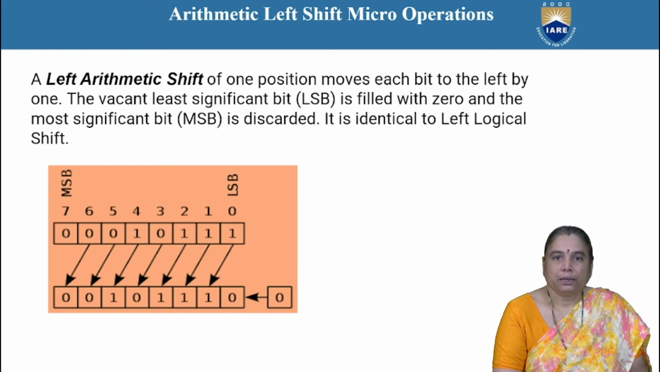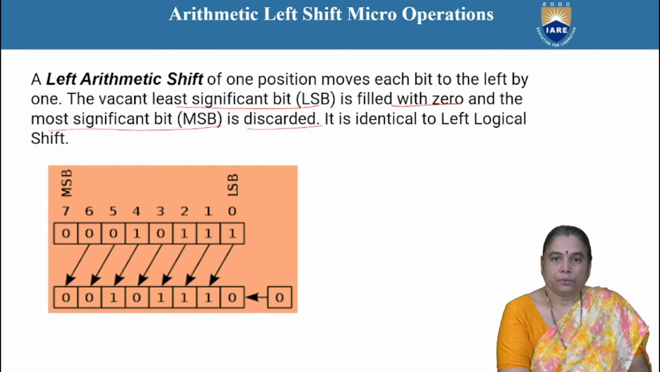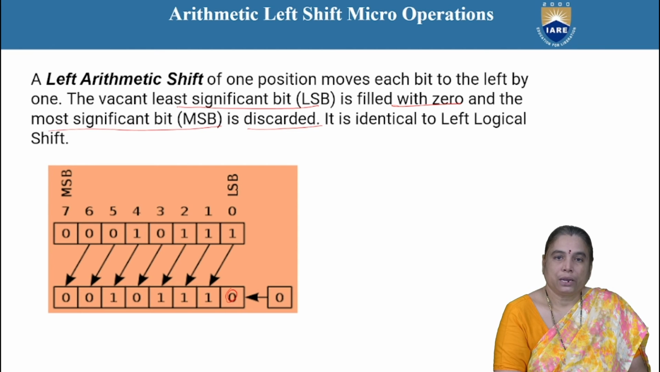Next is the arithmetic left shift micro operation. Arithmetic left shift is similar to the logical left shift. So it moves each bit to the left by 1 position. The vacant LSB position is filled with 0 and the MSB bit can be discarded. So it is similar to the logical left shift we discussed. The bits have to be moved, and here the vacant position can be filled with 0 and the MSB can be discarded. This type of operation is called arithmetic left shift.